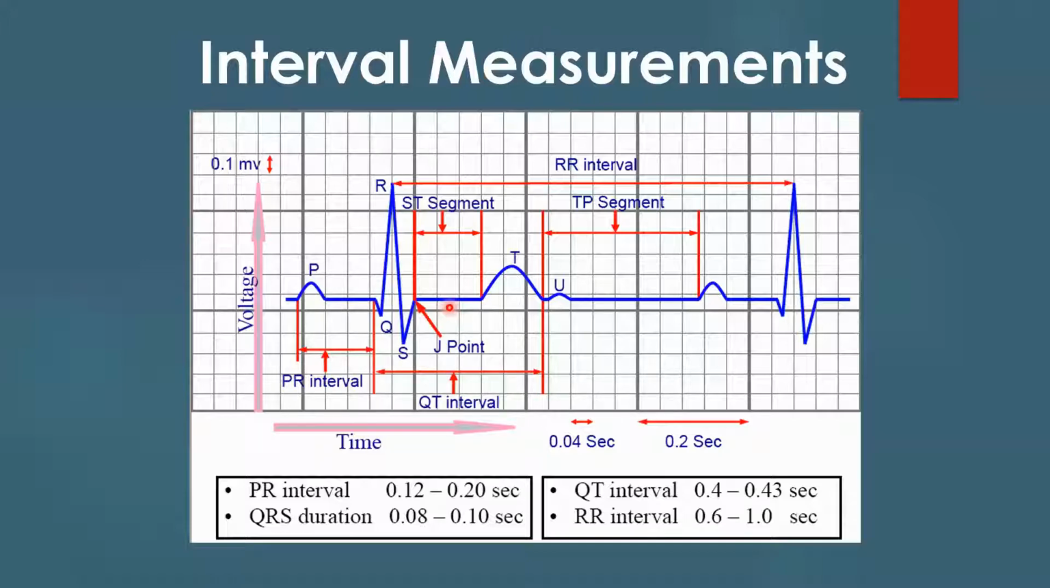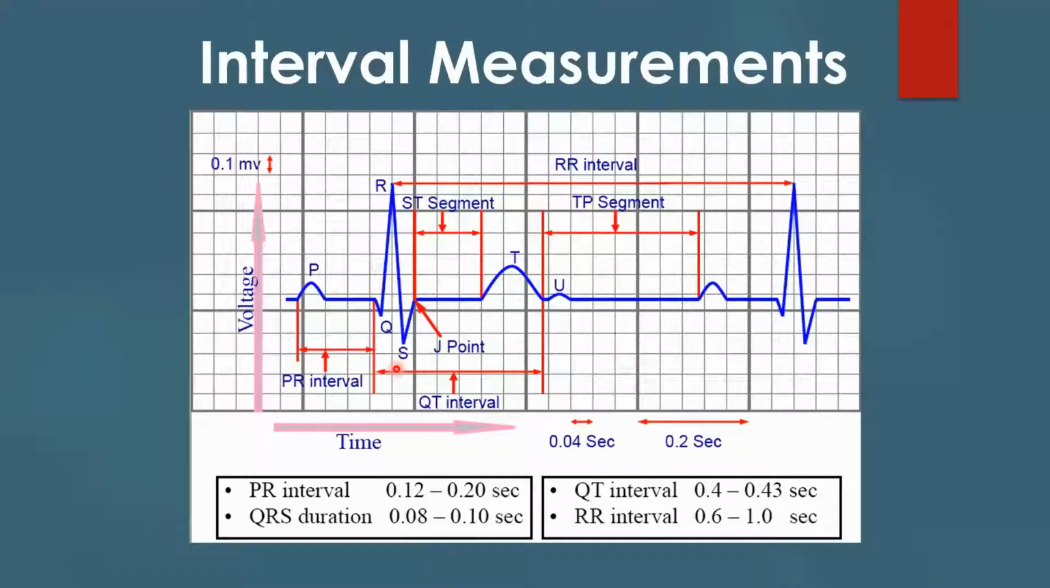The QT interval should be 0.4 to 0.43 seconds. If you look at the monitor printouts, it's going to give it to you in milliseconds, so it should be 400 to 430 milliseconds. Your PR interval, backing up a little, should be 0.12 to 0.20, or 120 to 200 milliseconds. And your QRS duration should be 0.08 to 0.12 seconds.